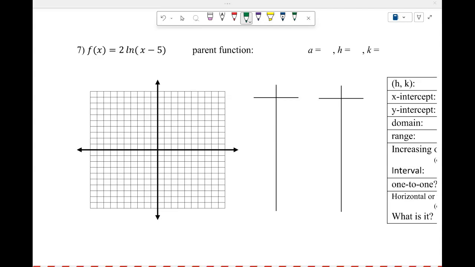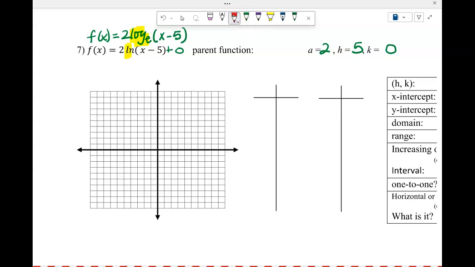So example 7 says f of x equals 2 times natural log of x minus 5. And then there's nothing behind, guys, so that means your k value is 0. So k is 0, your a is 2 because it's in the front, h is 5. Now, remember, natural log is exactly the same as log base e, but because it's so important, it has its own name. So it changes from log base e to a natural log, okay?